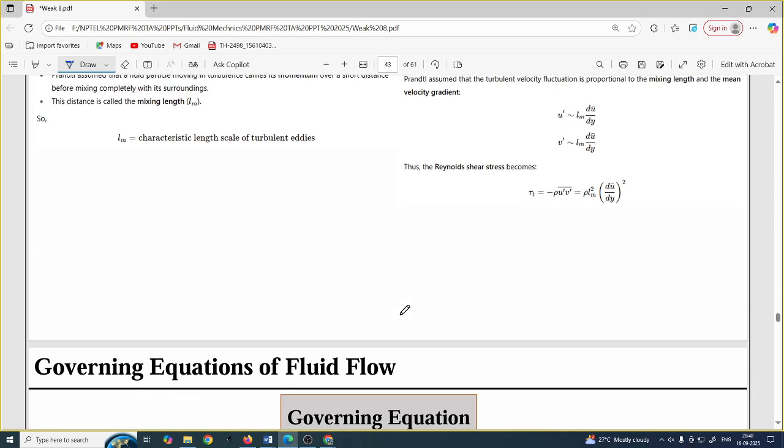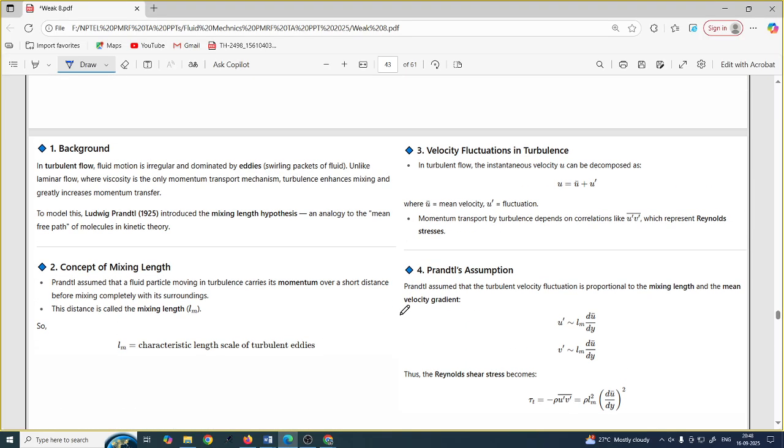So here is about the Prandtl mixing length. What is Prandtl mixing length? Let me just go through one by one very precisely. In turbulent flow, the fluid motion is irregular and dominated by the eddies. Eddies means such type of fluid motion, unlike the laminar flow. Because in the laminar flow, basically the viscosity is dominated, but in the turbulent flow, mixing is happening.